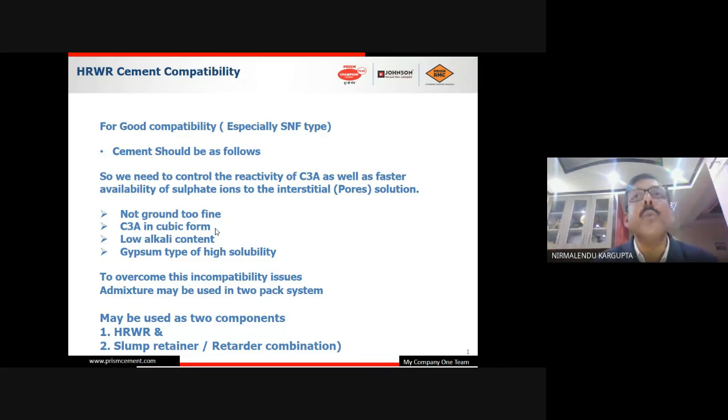If the form is orthorhombic, it is very difficult to accommodate all the molecules to all parts of the cement ingredients. So, low alkali content. If the alkali content is very high, the sulfate dissolution rate is very fast. Gypsum of high solubility type is also used to overcome this incompatibility issue. Admixture may be used in a 2-pack system.